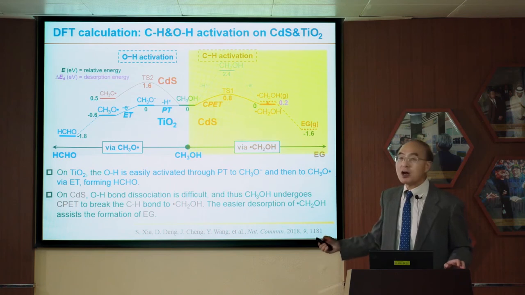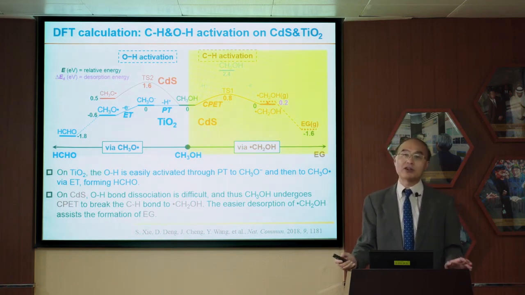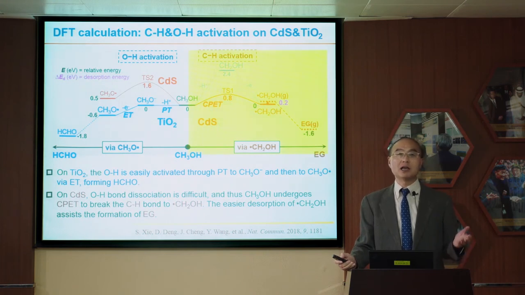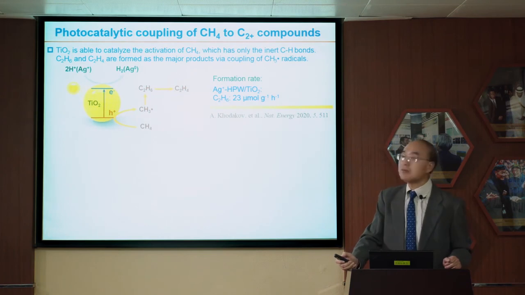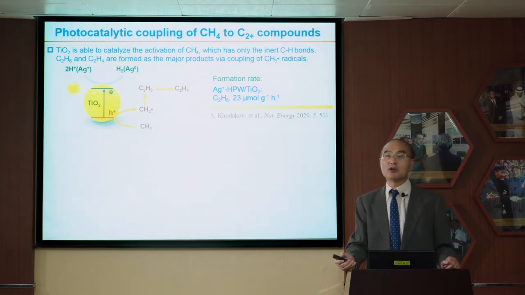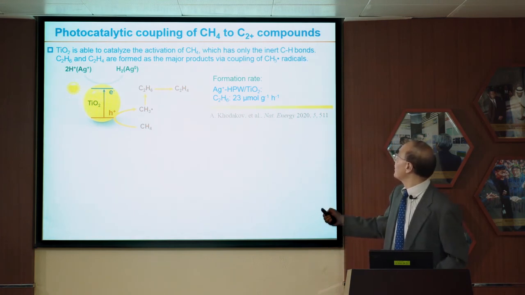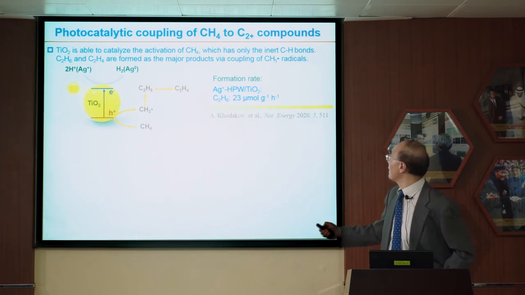Although this titanium oxide cannot work for the activation of the CH bond in methanol due to the presence of the OH bond, it is able to catalyze the activation of the methane molecule, which has only inert CH bonds. Ethane and ethylene were formed as the major products via the coupling of the methyl radical intermediates.